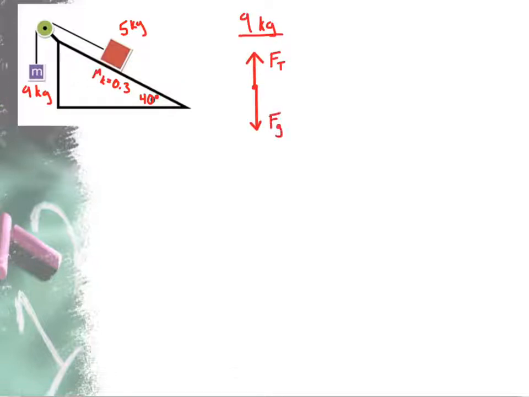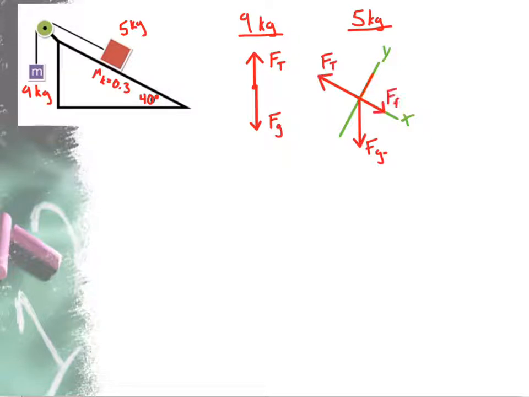For my 9 kilogram mass, it's pretty straightforward. I just have tension going up, gravitational force going down. For my 5 kilogram block, I have to create a rotated set of axes, x direction going along the incline. I have gravitational force still going straight down. I have my tension force in the rope pulling it to the left. I have my friction force resisting that tension. And I have the normal force perpendicular to the surface.